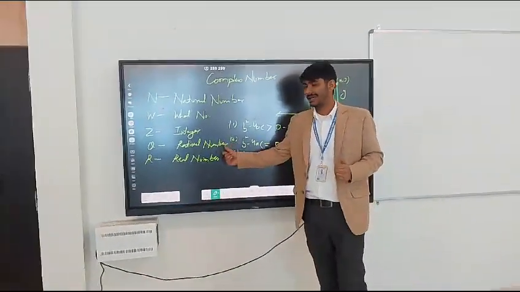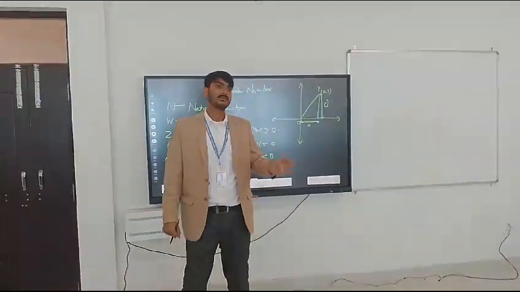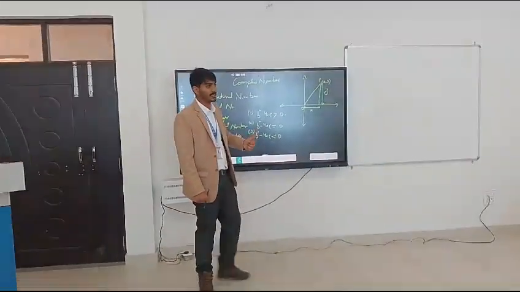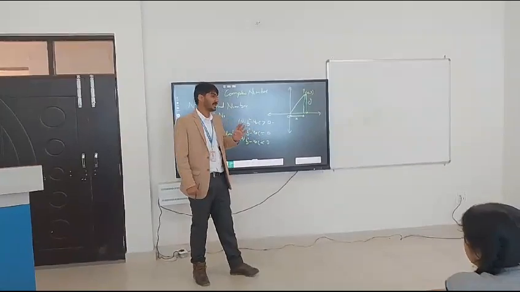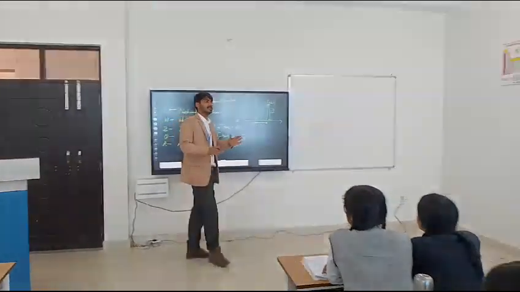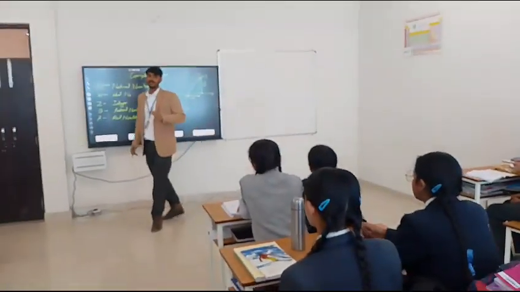And next one are the rational numbers. So what are the rational numbers? Any number that is in the form of p upon q, where q does not equal 0, is called a rational number. So this is the basic definition. And next one is the real number. So what are the real numbers? A real number is a complete number system. Whatever we studied in the previous classes, that is the complete real number system.